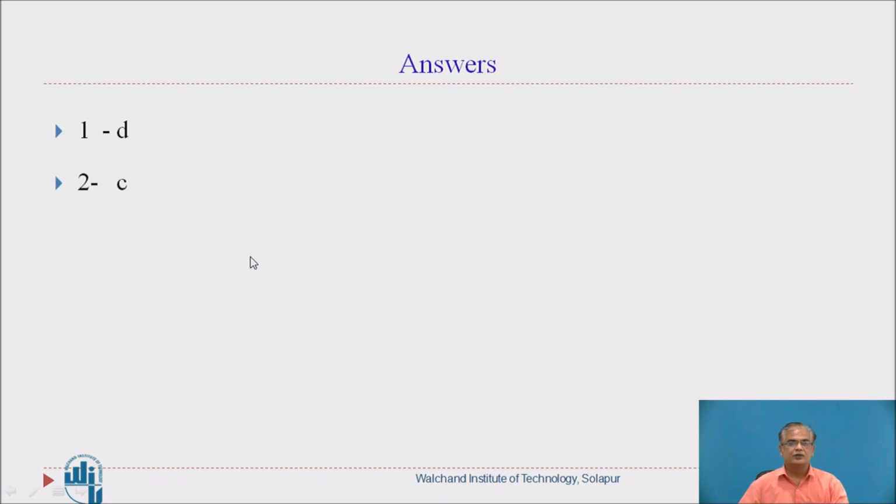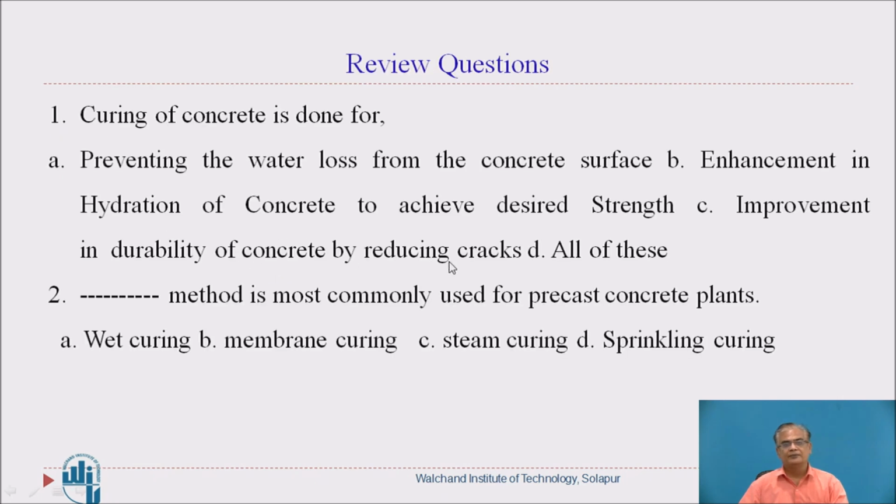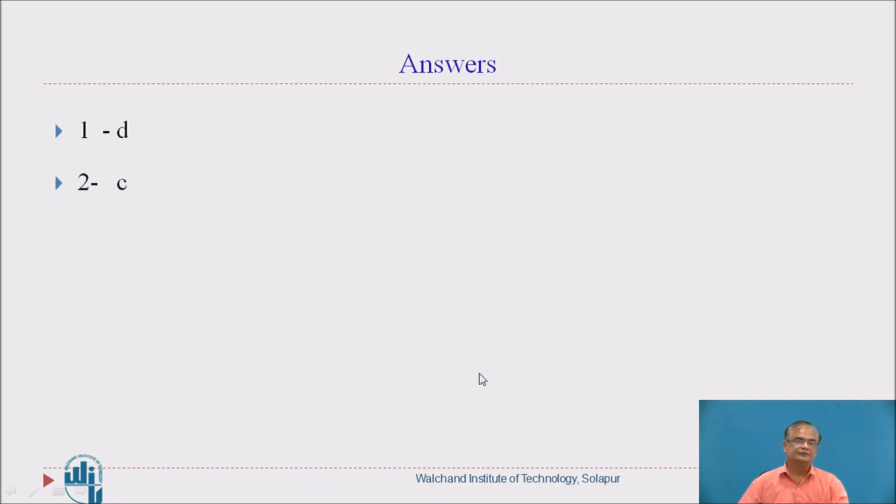Here are the answers. Question number 1, D is the correct option. So all of these reasons are correct of curing of concrete. And question number 2, C is the correct answer. Steam curing is commonly used for precast concrete plants.